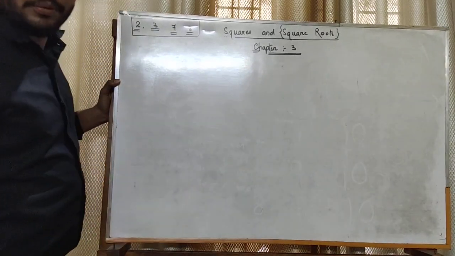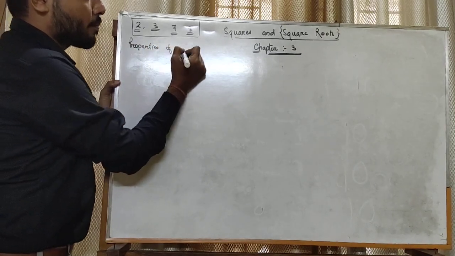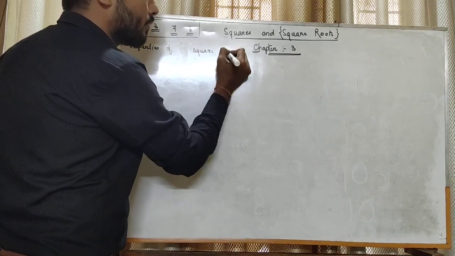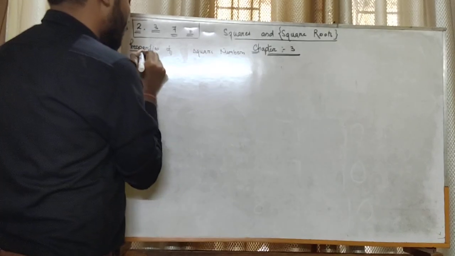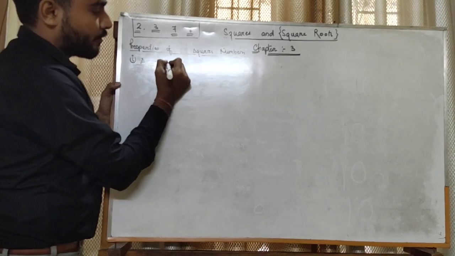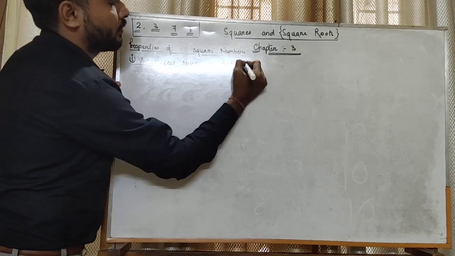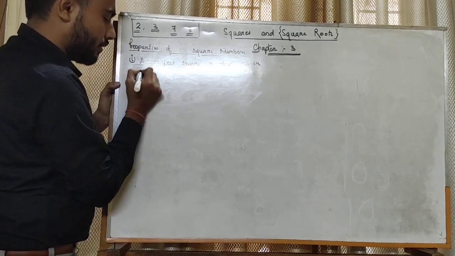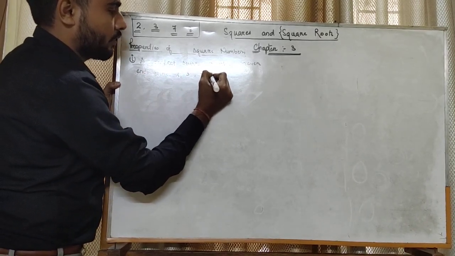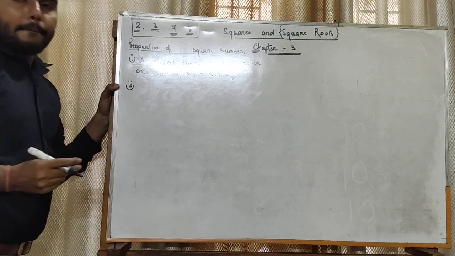So you write the heading: properties of square numbers. First one: a perfect square number never ends with 2, 3, 7 and 8.